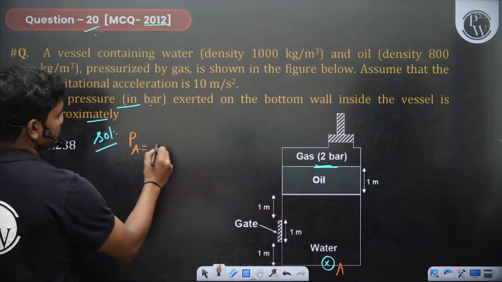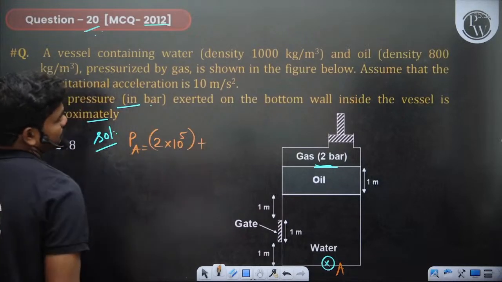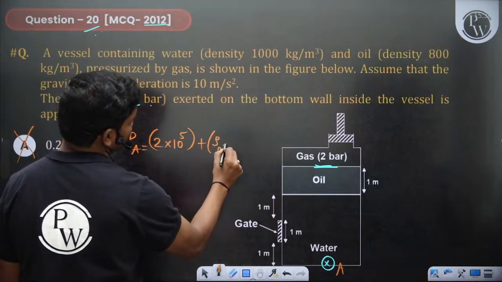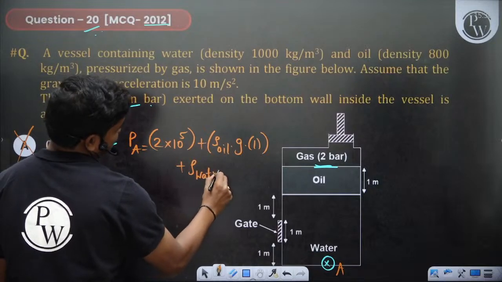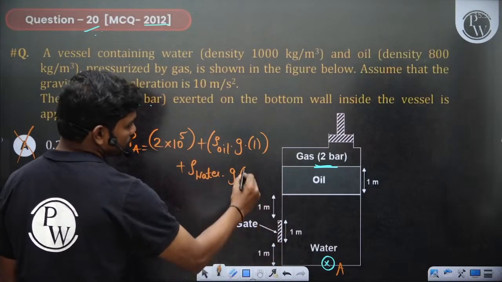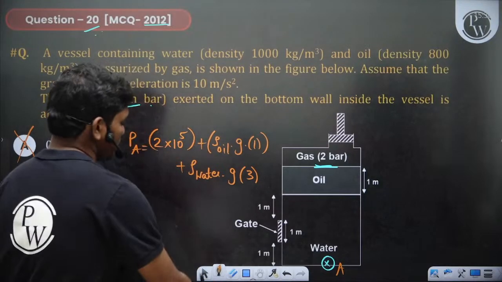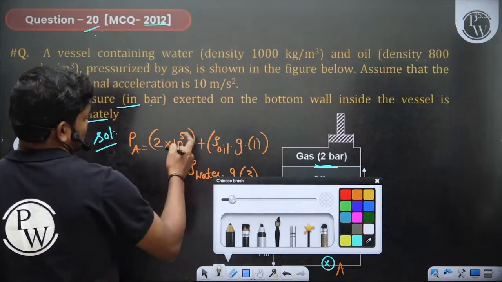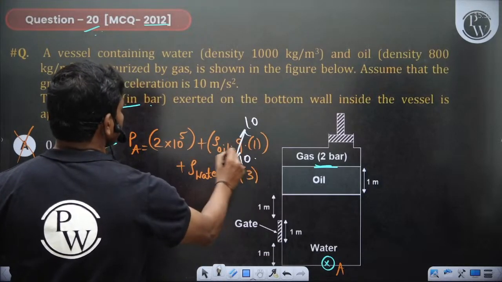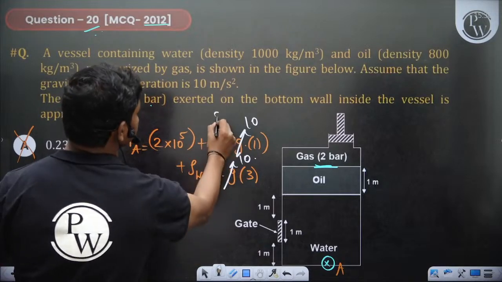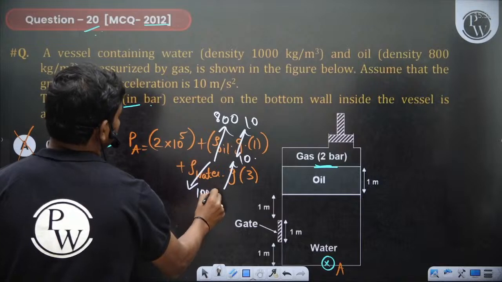PA is equal to 2 bar, that is 2 into 10 power 5 pascals, plus oil: density of oil into g into 1, plus density of water into g into 1. So this is a total 3 meters height water column actually. And g is 10. Density of oil is 800 kg per meter cube, and density of water is 1000.